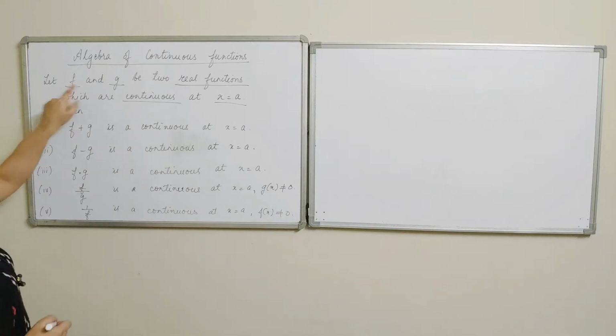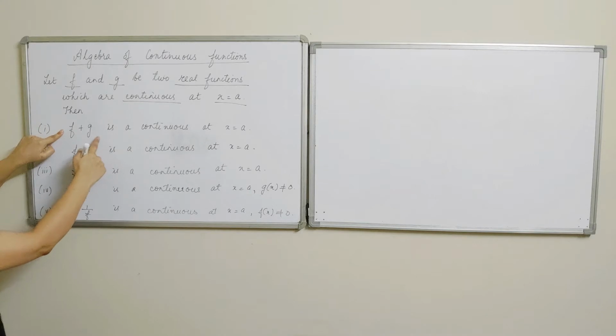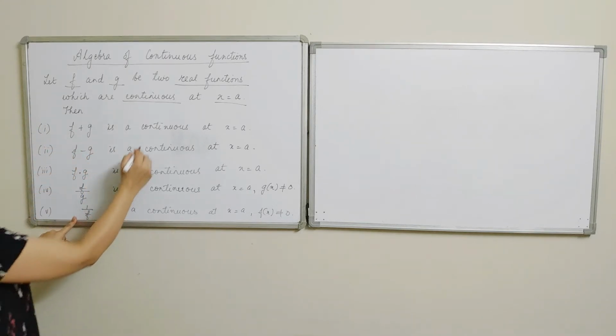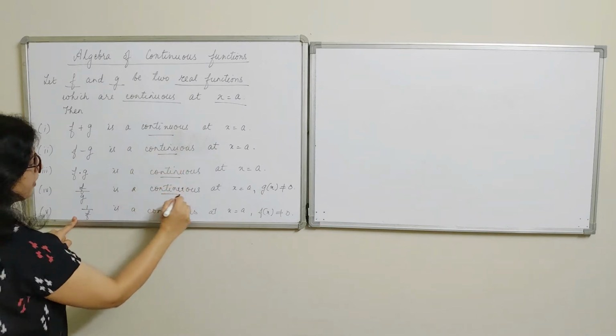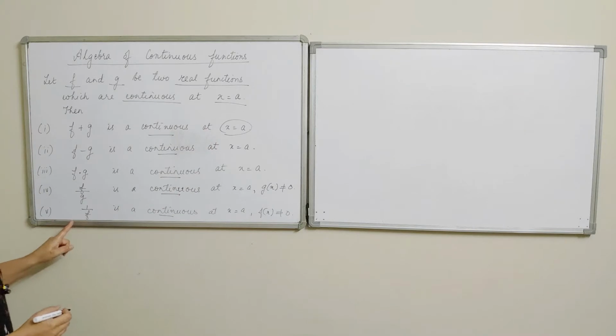So that means we have two continuous functions, so we can have various important results: the sum of two continuous functions, or their difference, the product, or the quotient or reciprocal of the function. Each one of these functions is continuous at the same point x is equal to a.